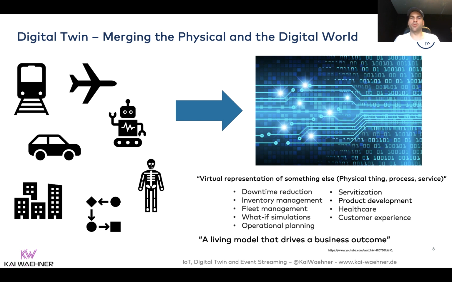So you can use it for examples like predictive maintenance and downtime reduction, but also for many other things like what-if simulations for the future. And this is not just important for machinery, but for many other scenarios like urban planning or Medicare. And then you can also improve your services with building a digital twin and making a better customer experience. So a great definition is that a digital twin is a living model that drives a business outcome.